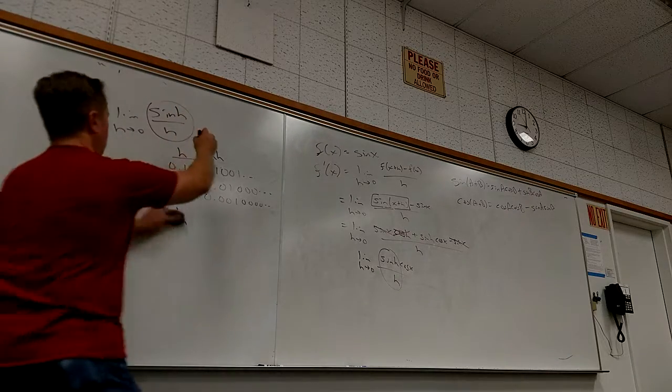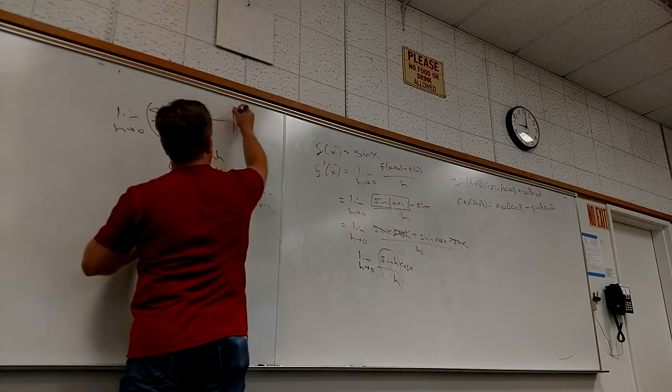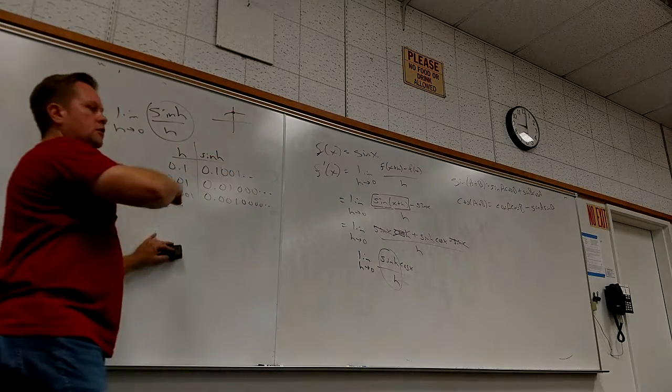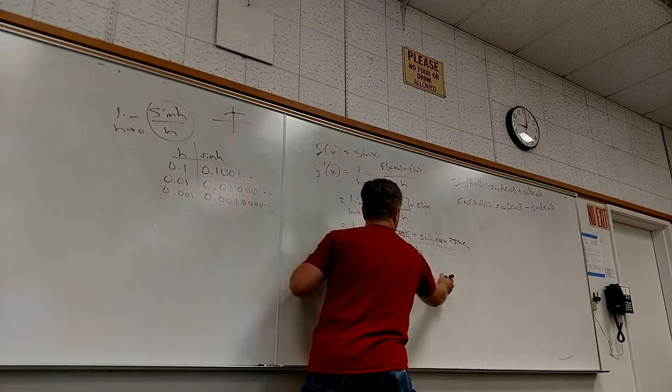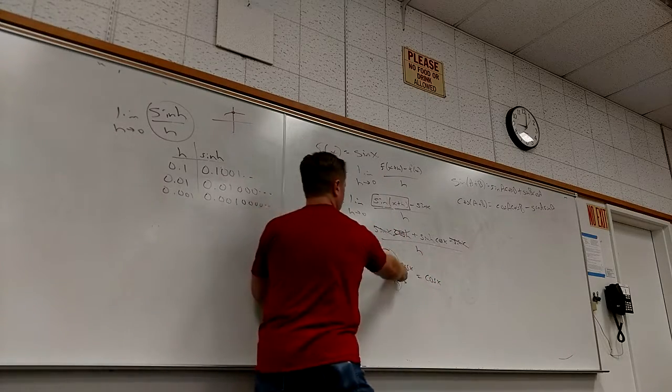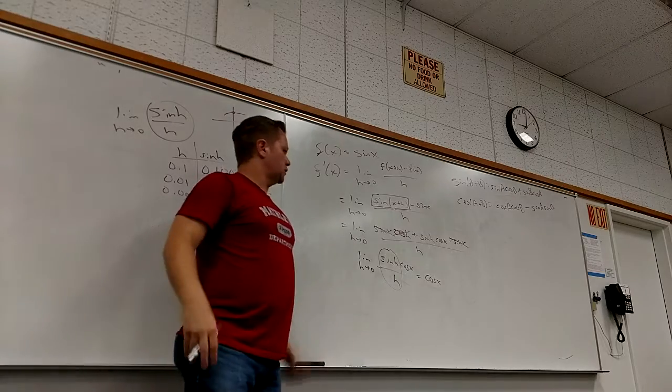If you graph this, it's going to look like this, close to 0, and there's going to be an open circle at 1. So this limit is 1. So what do I get? Times, yeah, so I just get cosine x.